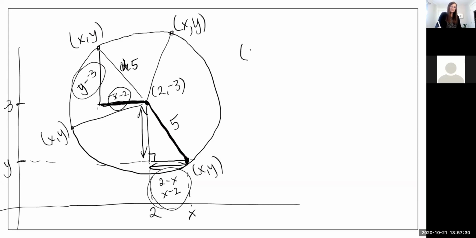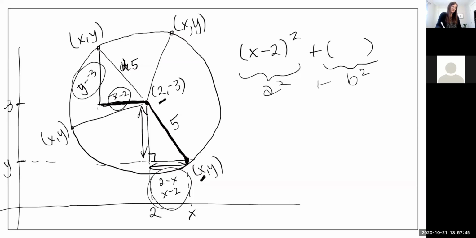So either way, I have my x minus 2. So my x values being taken away is my a squared, and then my b squared. My b squared is my y values, y plus 3 because it's y minus negative 3, squared. And then I want it to equal my radius squared. And the radius squared is 5 squared.